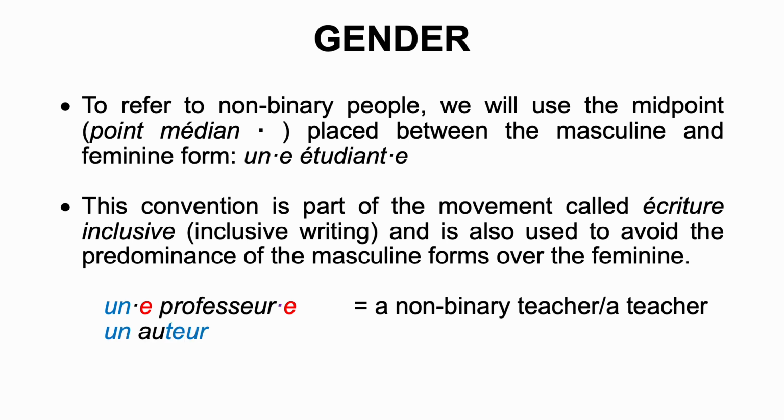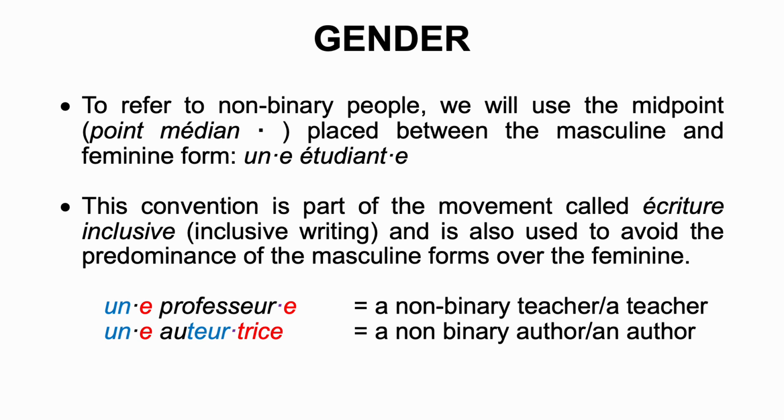So une professeur means a non-binary teacher or is used just to refer to a teacher in a more inclusive way. Un auteur, an author, as for its feminine, une autrice. So here you see that ter becomes trice. So in that case, you're going to write une auteur with a midpoint. Then you're going to write the masculine form auteur, a midpoint, and then the feminine ending that changes from the masculine form. So une auteur, autrice is used to refer to a non-binary author or just to refer to an author in general to be more inclusive.